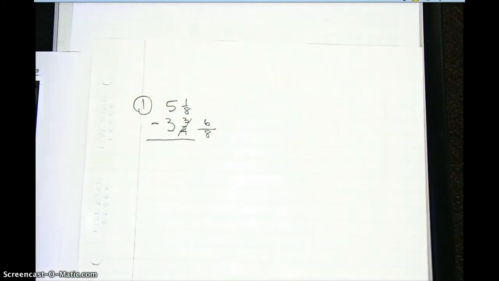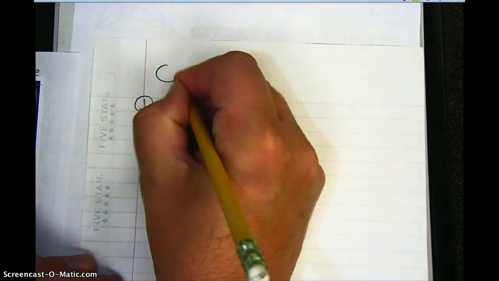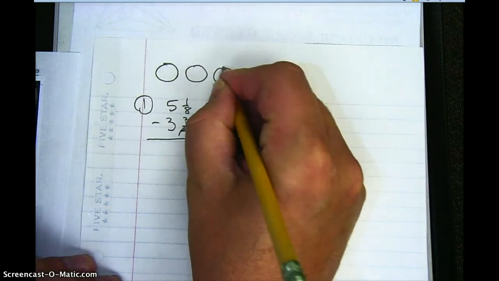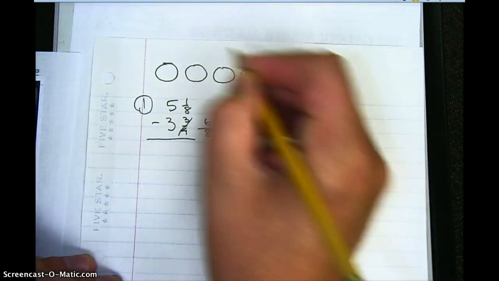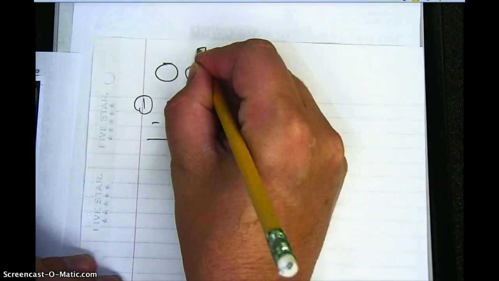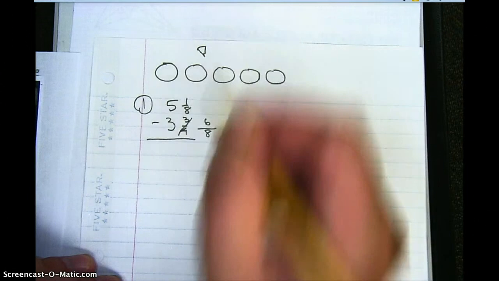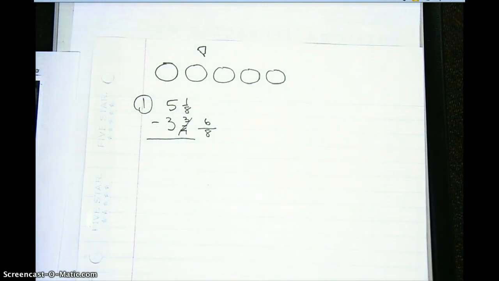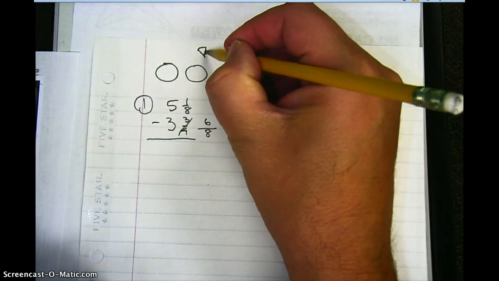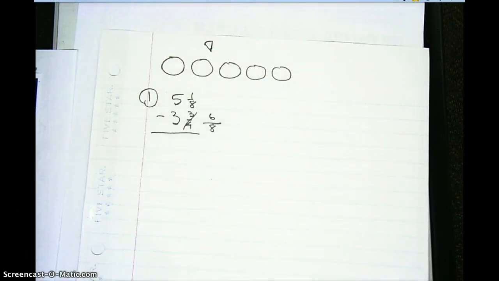The problem I have is I can't take 6/8 away from 1/8. So what I have to do is rename it. And this is kind of like how I did, remember when I was making pizzas and I was actually selling pizzas. If I have 5 full pizzas and then another 1/8 of a pizza, and I have a customer who comes in and asks for 3 full pizzas and 6/8 of a pizza, I had to figure out what I did because I didn't have 6/8 of a pizza to give him.